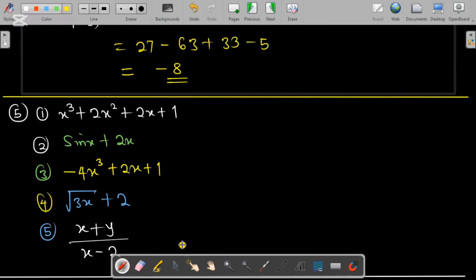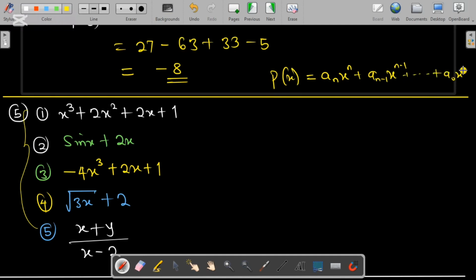Okay, so here we have number 5. So here the question actually says that we should categorize or classify each of these expressions as either a polynomial or non-polynomial. Okay, so how do you know polynomials? Generally, we define polynomials this way: a_n x raised to power n plus a_(n-1) x raised to power n minus 1, and so on, until you get to a_0, which is the same thing as times x raised to power 0.